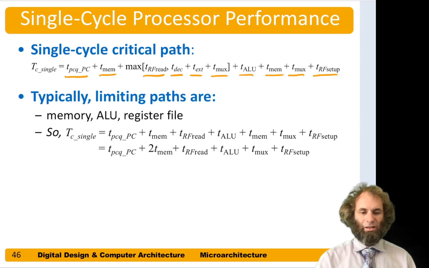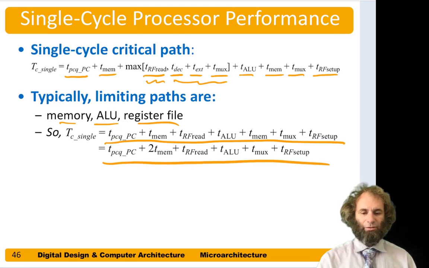So the limiting paths are usually the memory, the ALU, and the register file. Those tend to be the hardest things to do. So if we assume that the register file read is longer than the other path, then our critical path is all of this stuff, or in other words, the time from the program counter to memories, the instruction and data, reading the register file, going through the ALU, the result mux, and then setting up to write the register file.